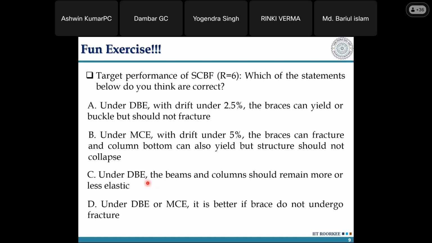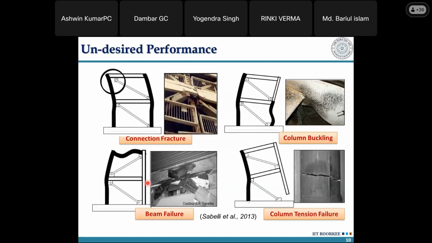fail, then there is no point in having a brace which sticks on for a long time, because then the braces will not take part in the lateral force resisting system, and the beams and columns are not at all designed for lateral forces, so it will come down. So that is why the value of 5% has been given in the code, and this has been observed in experiments also.